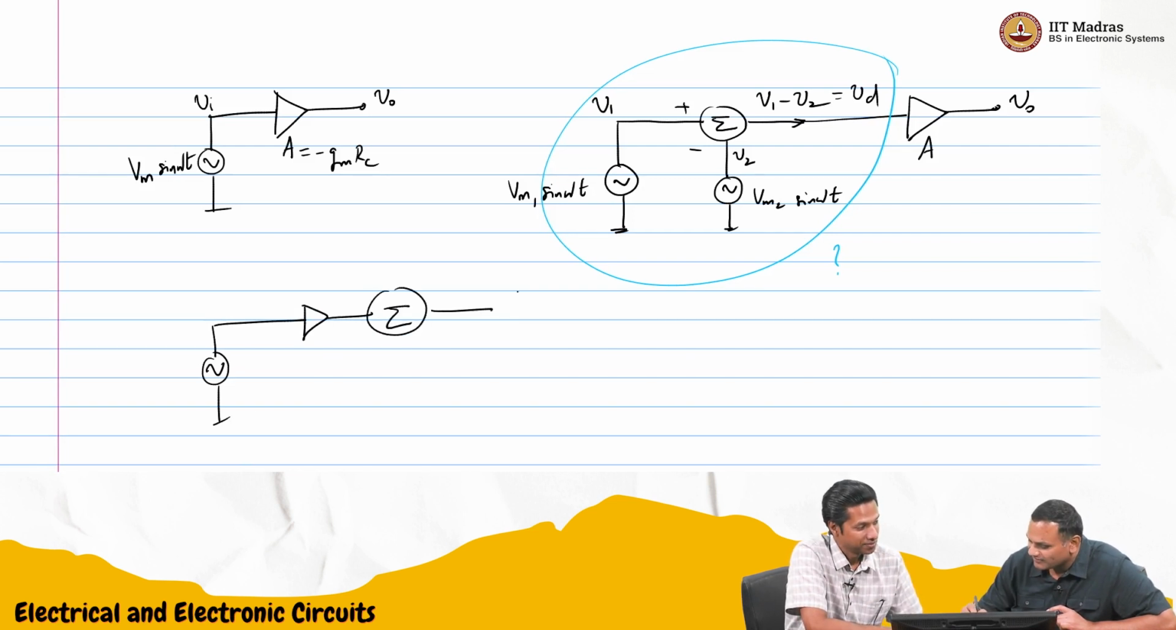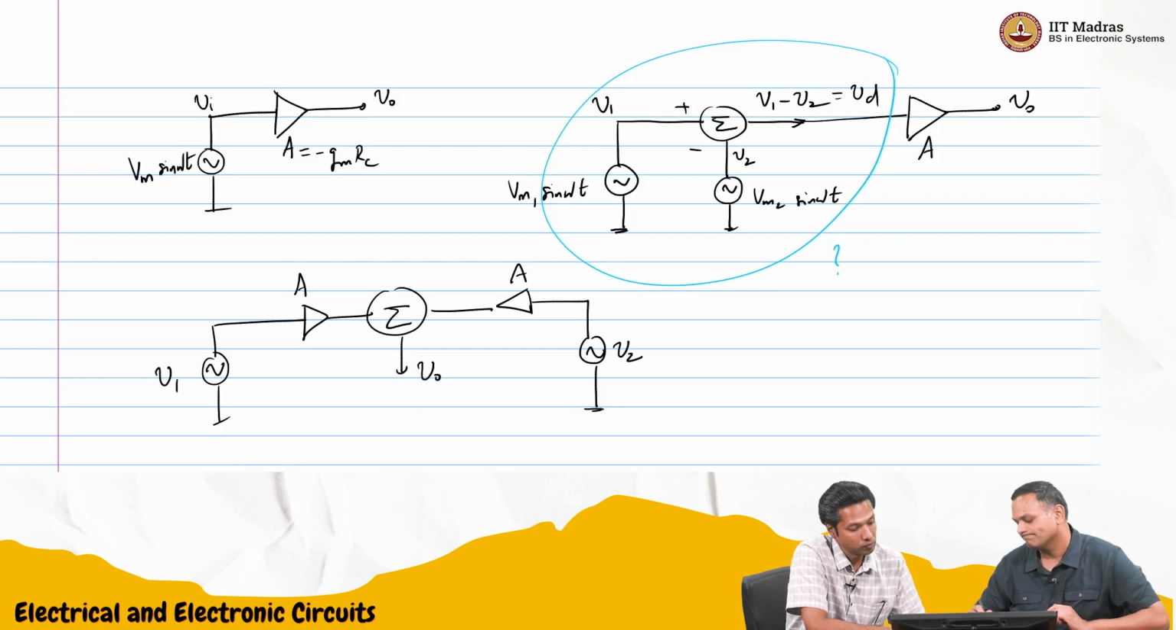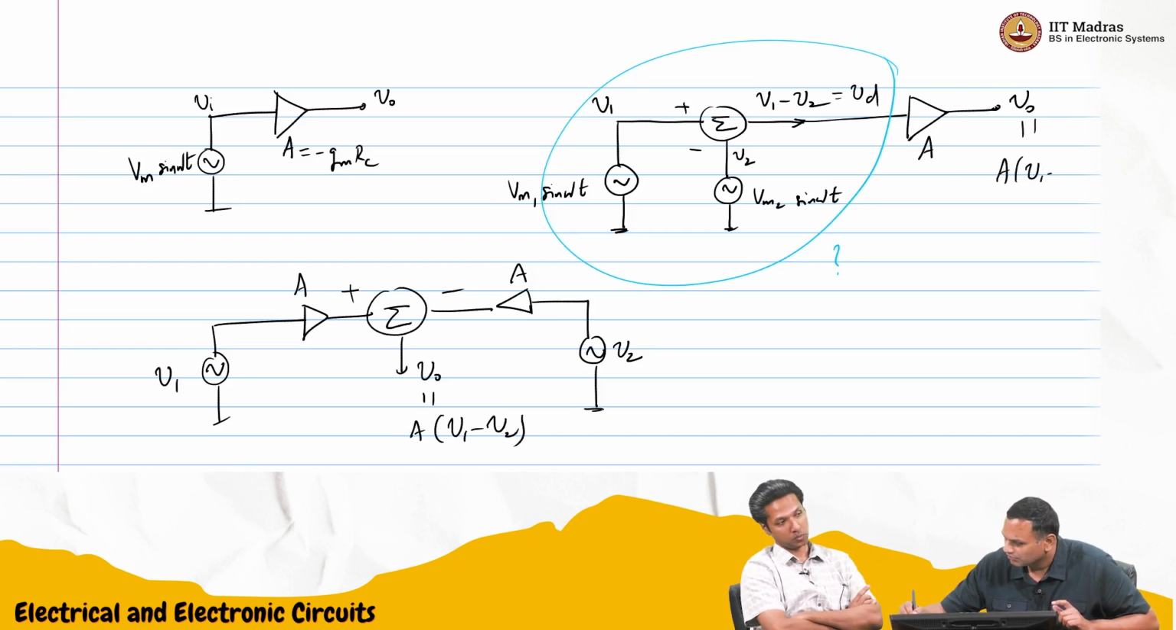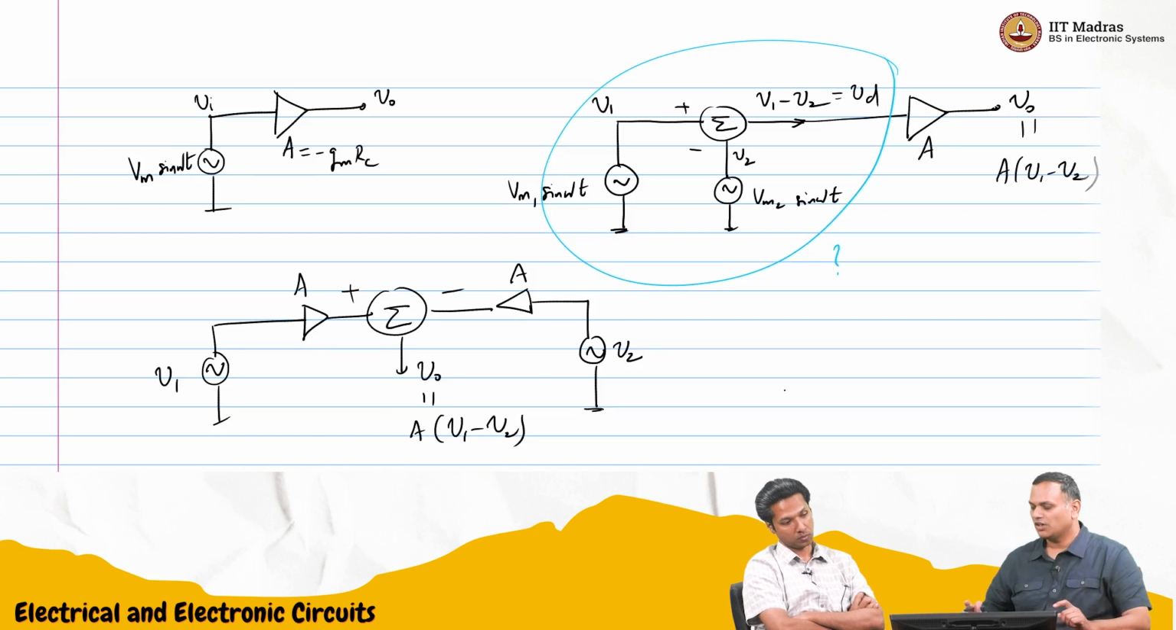You could do something like this, no? You could take V1, you take V2, same gain A, and then this would give you VO. This will also give you A times V1 minus V2. That is what we wanted. So we want V1 minus V2 times A.